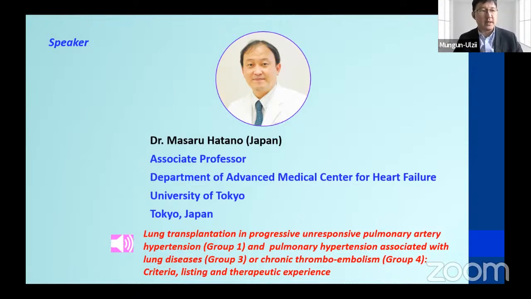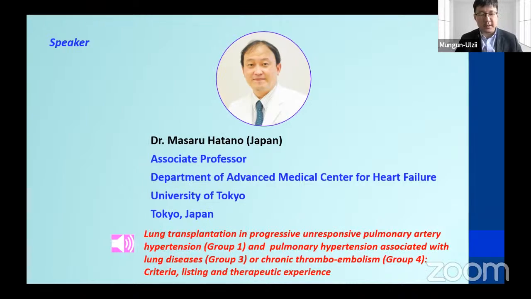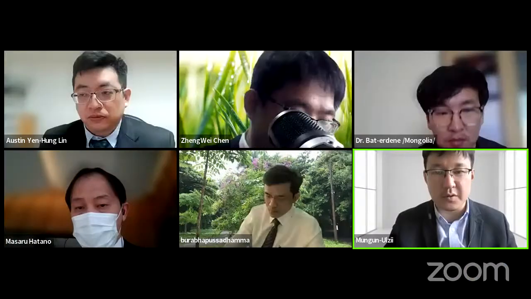So next we would like to invite Dr. Masaru Hatano from Japan. He is an associate professor from the Department of Advanced Medical Center for Heart Failure, University of Tokyo. He will be speaking about lung transplantation in progressive unresponsive pulmonary arterial hypertension, group 1, and pulmonary hypertension associated with lung diseases or chronic thromboembolism: criteria, listing, and therapeutic experience.